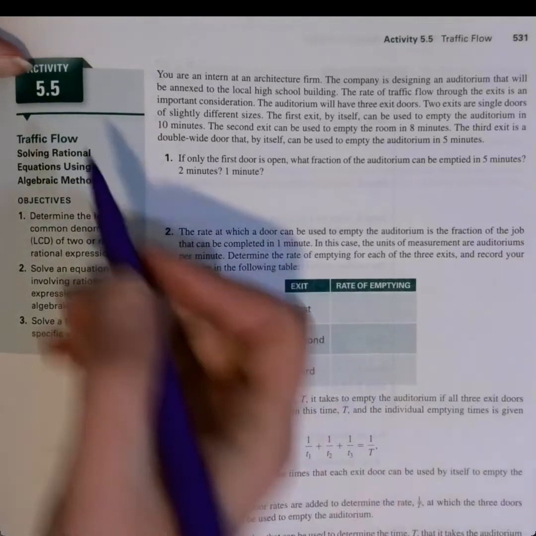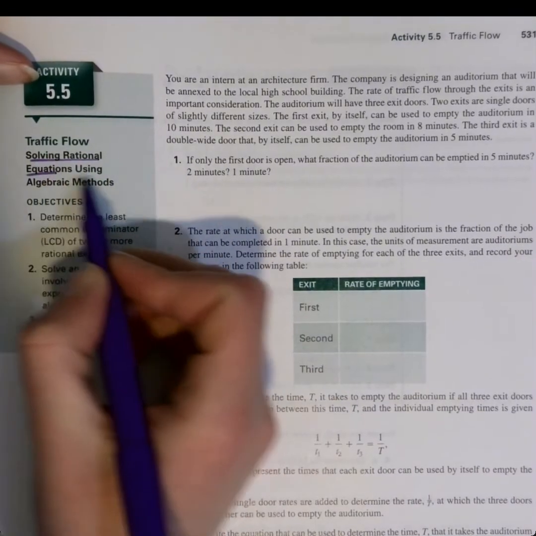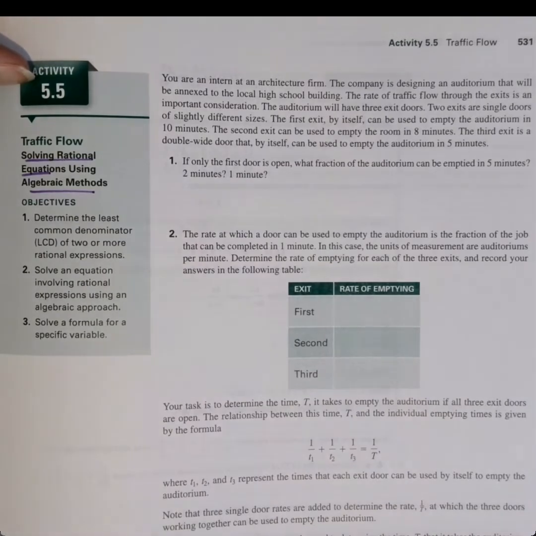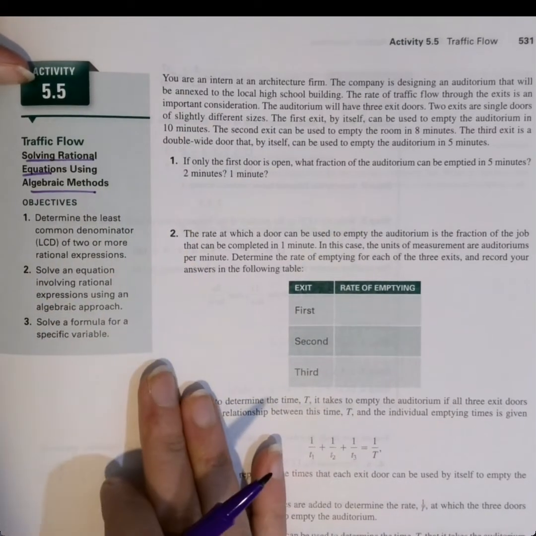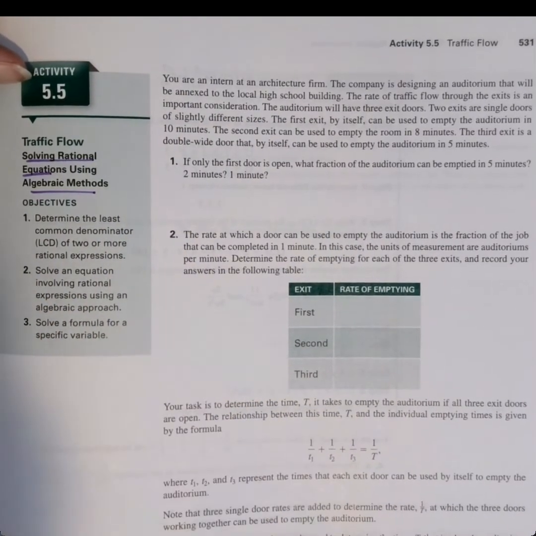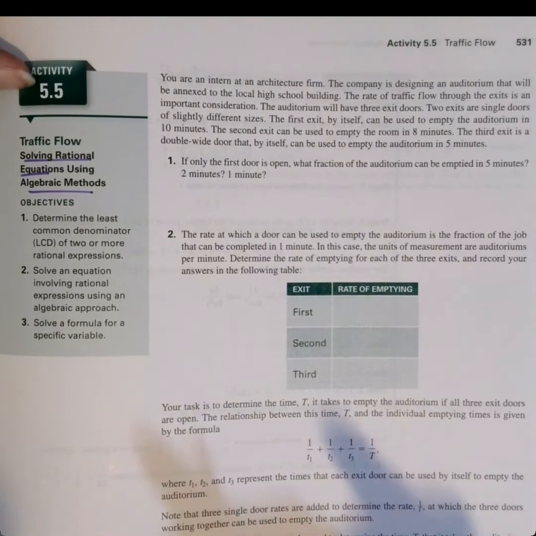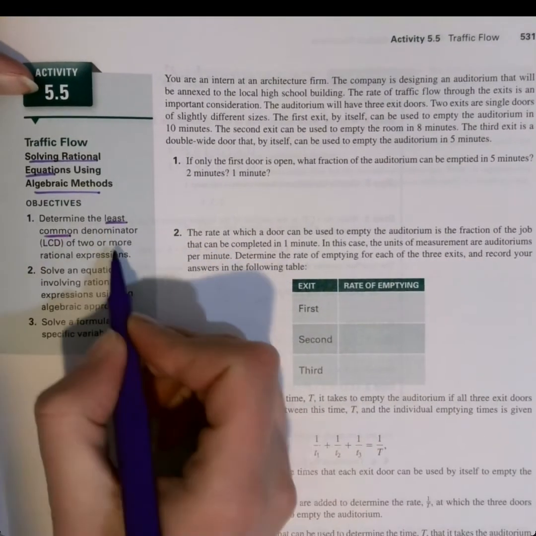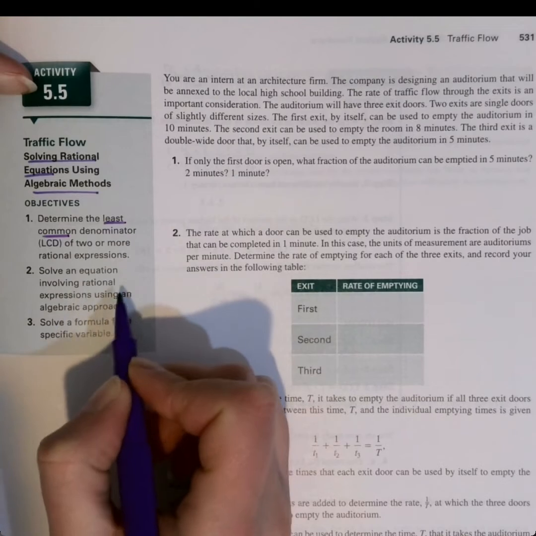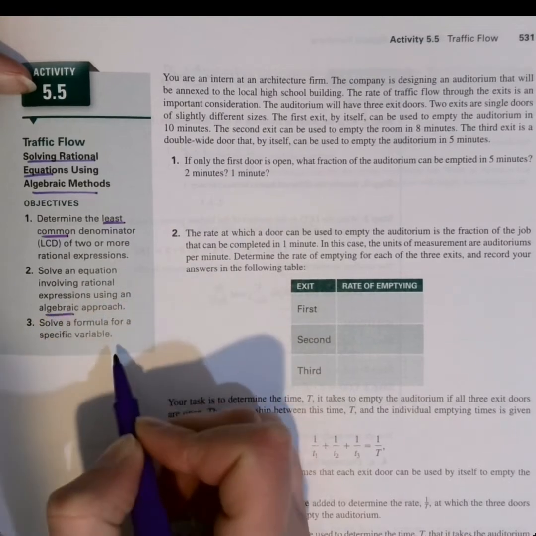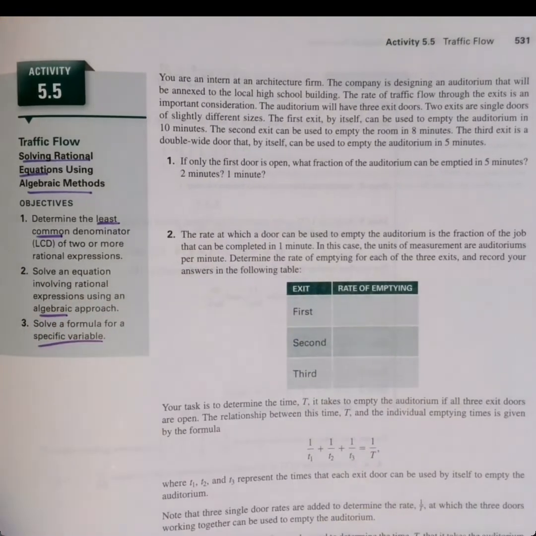Section 5.5, we're going to look at solving rational equations using algebraic methods some more, but these equations might have different forms from the ones we saw in some previous sections, like this one down here. So we're going to determine the least common denominator if there are two or more rational expressions. We're going to solve by using an algebraic approach, and we might solve some formulas for specified variables as well.